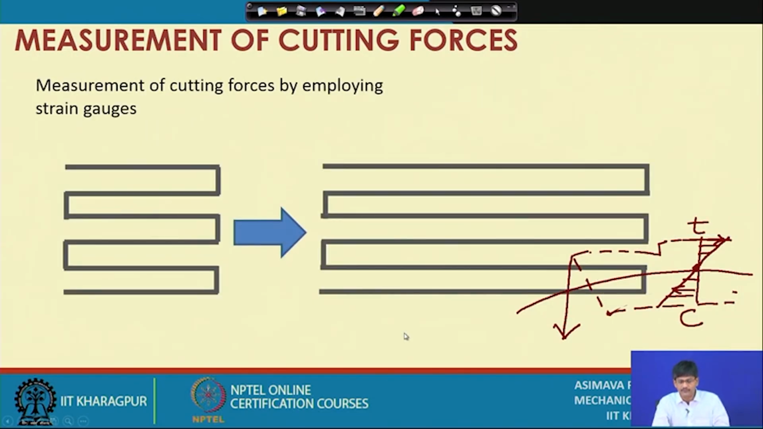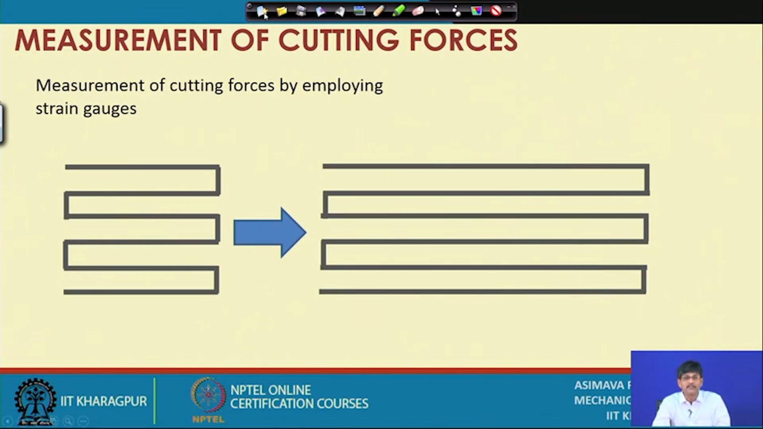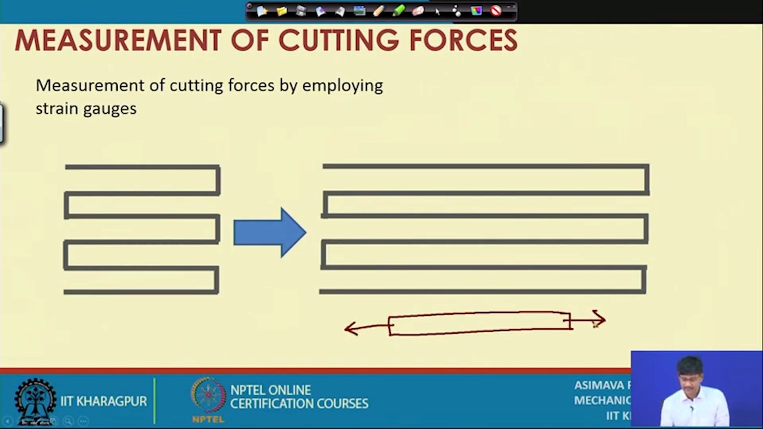So, first of all, if we want to measure strains, we can take the help of something called the strain gauge. How does the strain gauge work? I'll try to give you the idea in simple words. Suppose I have here a simple shaft, or say a rod of whatever cross section. So, this one I start pulling. If I pull it, it will undergo a strain.